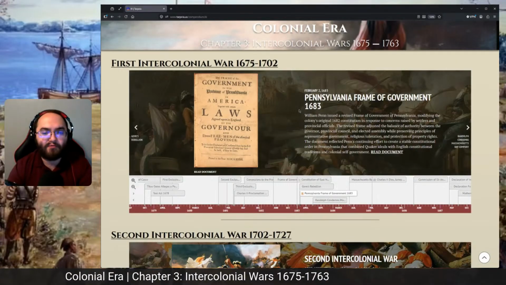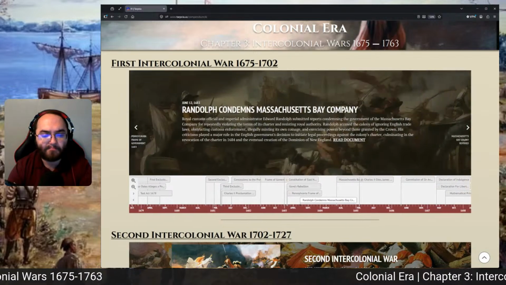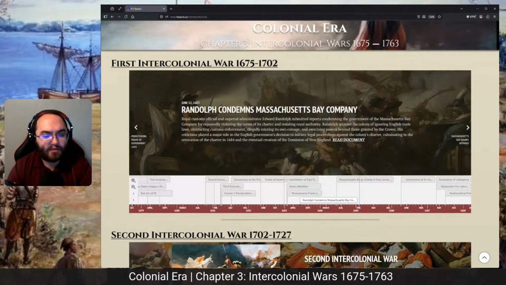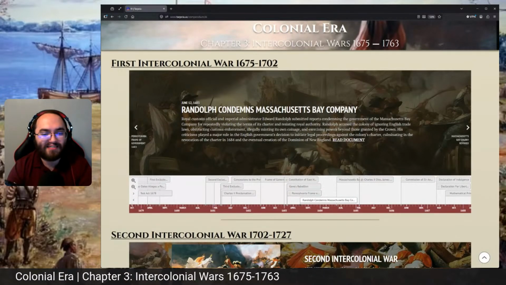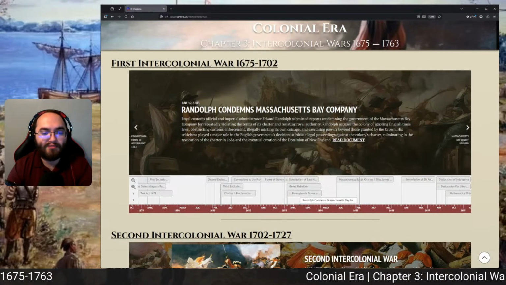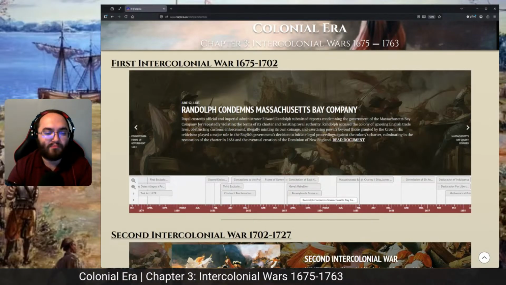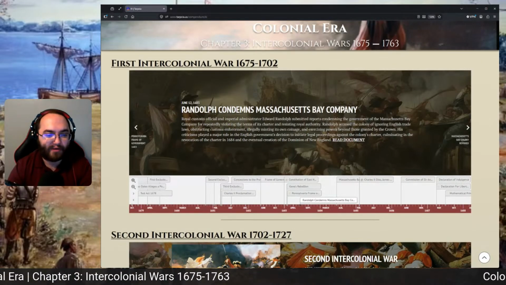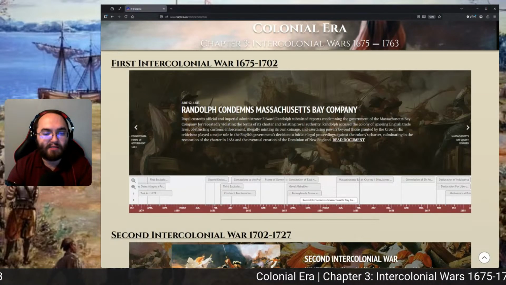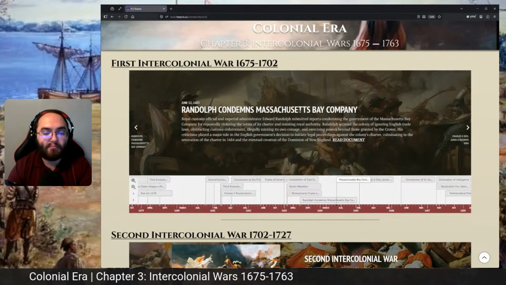Here's another Pennsylvania frame of government, which is a reform, a revised constitution for Pennsylvania. Edward Randolph, a royal customs official, submitted reports condemning the government of the Massachusetts Bay Company for violating the terms of its charter and resisting royal authority. So pretty early on, you see the colonists were not really willing to enforce the royal prerogative all that much. And so this will lead to even more regulation, more oversight by the king and parliament.